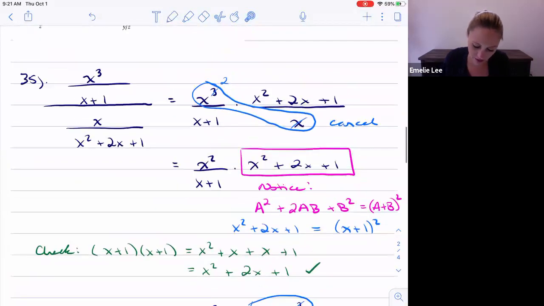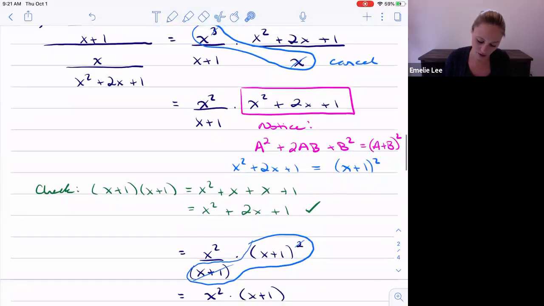So it's really useful to be able to recognize that this is one of those special factors and just use that, because here we could have skipped straight from here to down here, and that would have been fine. Here, I just want to show you what happened.